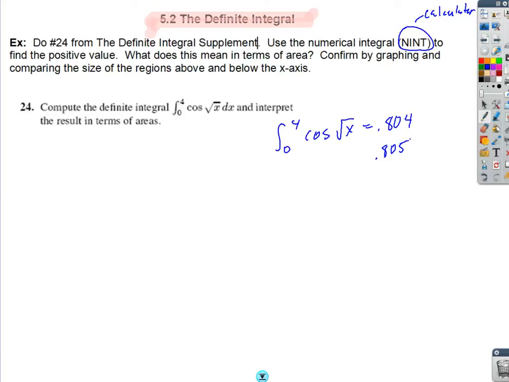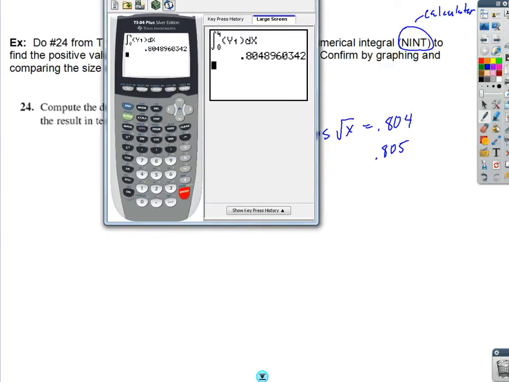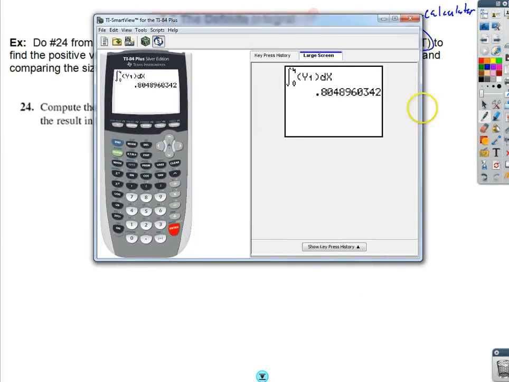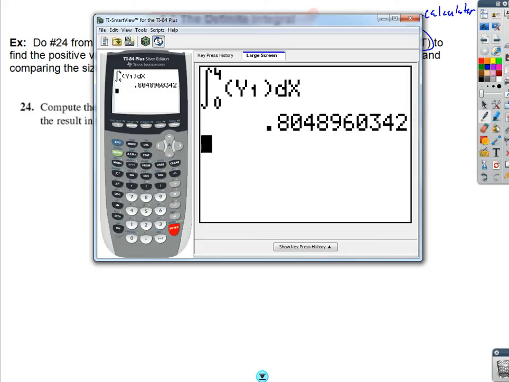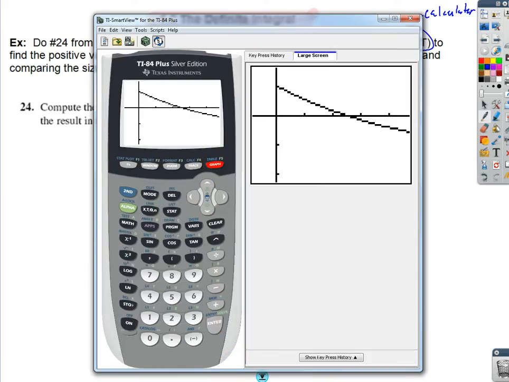All right, interpret the result in terms of areas. Well, for me to be able to pull that off, I need to go back to my calculator. And then you take a look at, what does this mean? So when I take a look at the graph of this, I hit graph. I already zoomed into it. I want to go from 0 to 4. Well, 0 to 4, here it is.